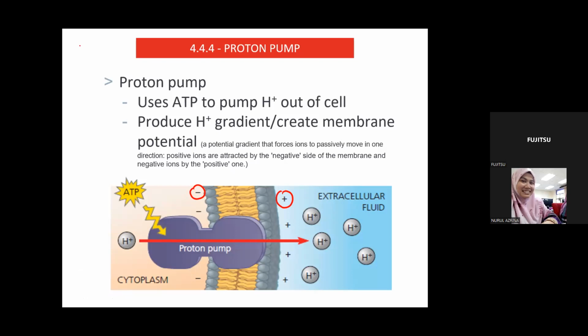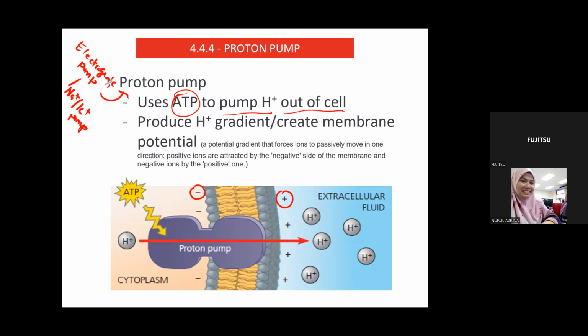So kita ingat tadi kita dah belajar electrogenic pump. Electrogenic pump ada 2. Yang first tadi kita dah belajar sodium potassium pump. Okay. The second one is this, proton pump. So proton pump can be found in plant cell, in bacteria. It uses energy, which is ATP, to pump hydrogen ion out of the cell.